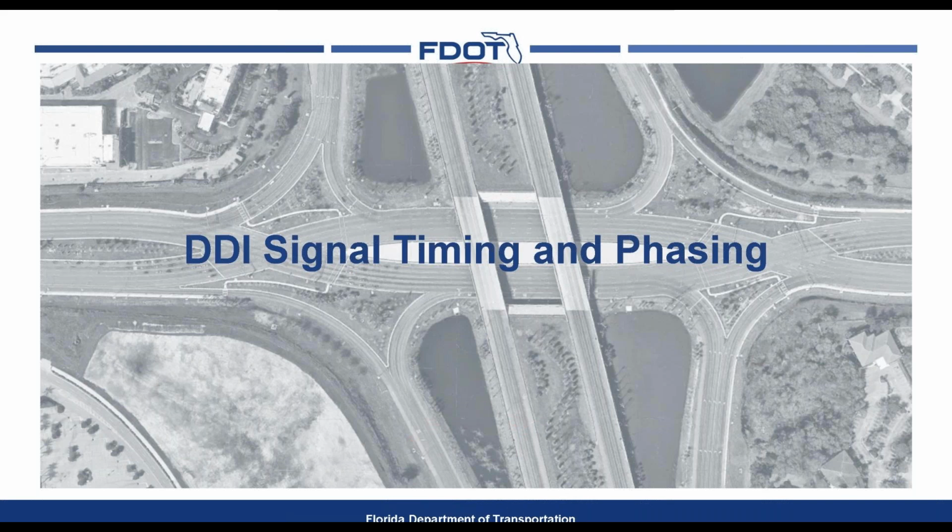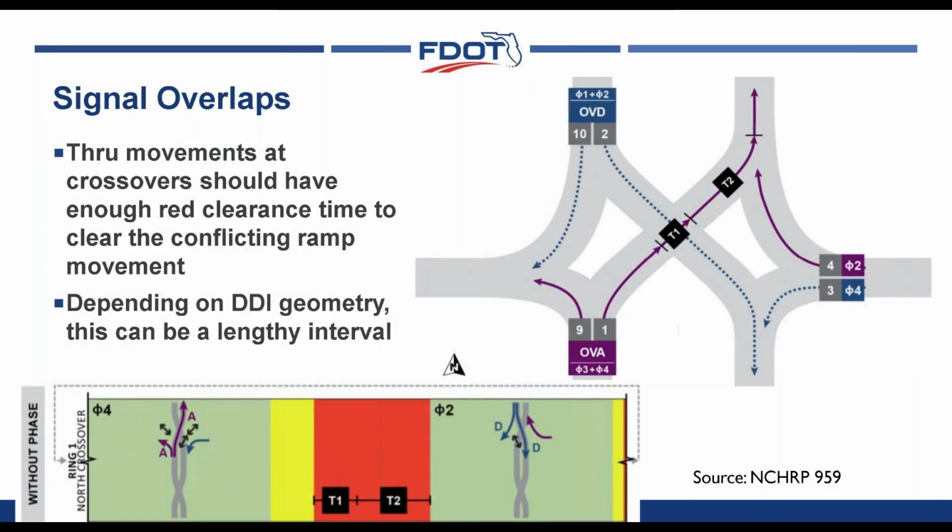All right. So now we'll take a look at some of the signal timing and phasing concepts for the DDI interchange. We've already talked about the fact that DDIs operate with a two-phase signal. There are a couple of other things that can be done to help further refine that operation. One of those is signal overlaps. When you're looking at the geometry of the DDI, the through movements at the crossovers end up with a very large clearance. As you're stopped at the crossover intersection, you then have to clear the crossover and then continue on until you've cleared the off-ramp location. Depending on your DDI geometry, this can be a very lengthy distance.